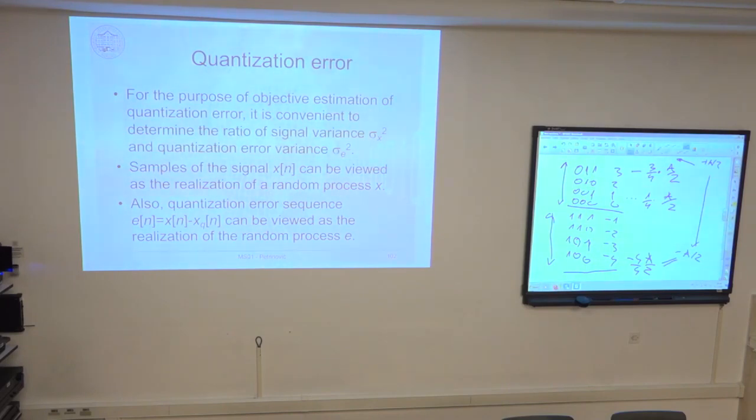Why? Because these variances are measures of the energy. What is the energy of error compared to the energy of the signal? And once we have these two energies, we can take the ratio. So what is the ratio of the signal error energy to the signal energy? The logarithm of this quotient defines the signal to noise ratio expressed in decibels.